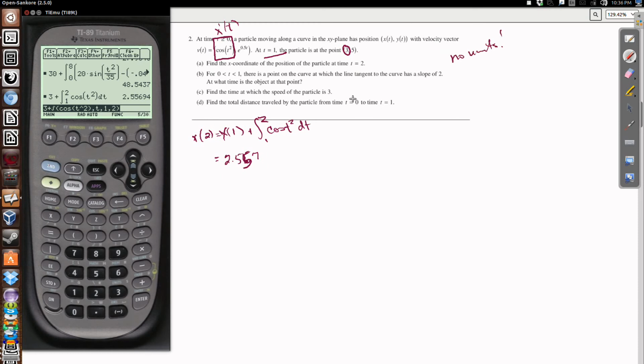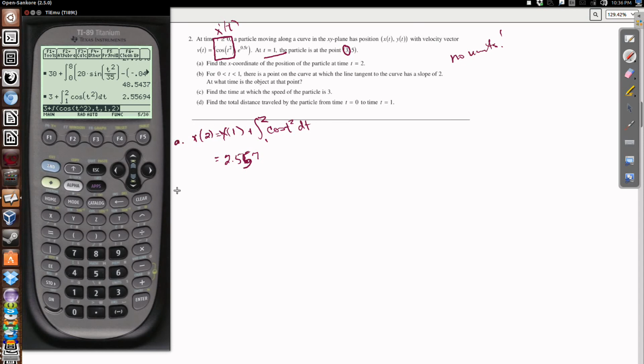So I don't need to worry about units in any of my questions. I don't need to worry about hours or seconds or meters or feet or anything like that. So this is my horizontal position at time t equals 2. For 0 less than t less than 1, there's a point on the curve at which the line tangent to the curve has a slope of 2, and at what time is the object at that point?